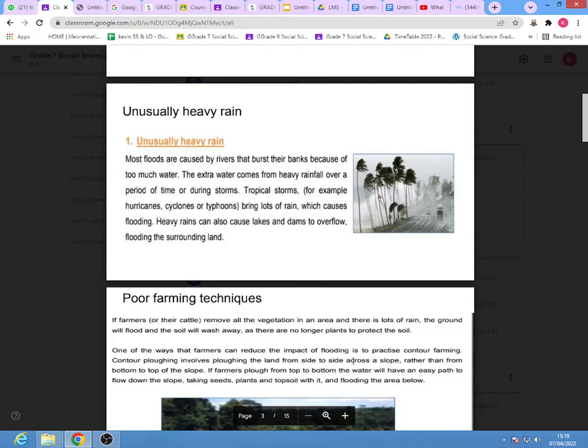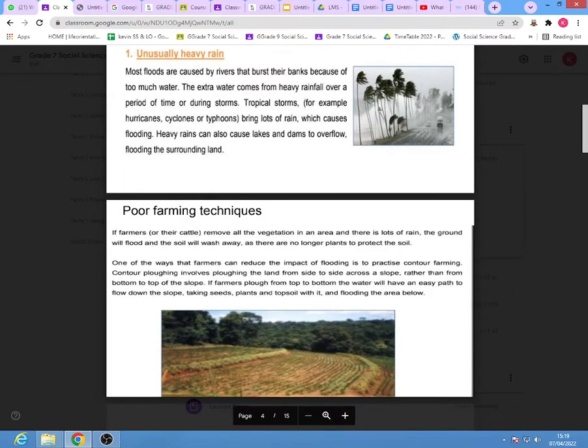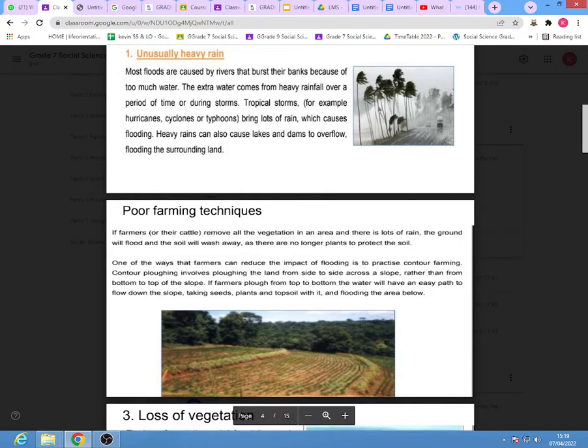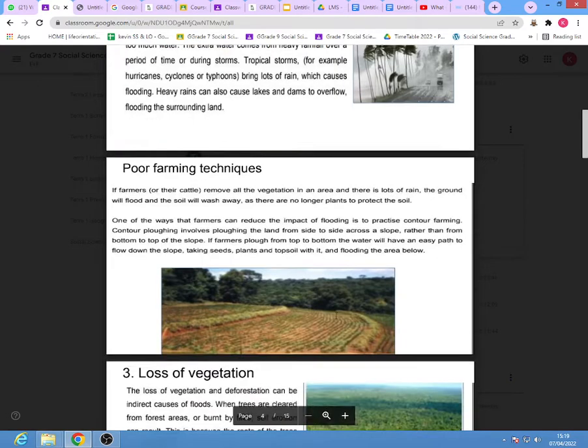Right. One of the ways that farmers can reduce the impact of flooding is to practice contour farming. Contour plowing involves plowing the land from side to side across a slope, not down the slope, rather than from bottom to top of the slope. So if the farmers plow from top to bottom, the water will have an easy path to flow down the slope, taking the seeds, the plants, and topsoil with it, and then flooding the area below.